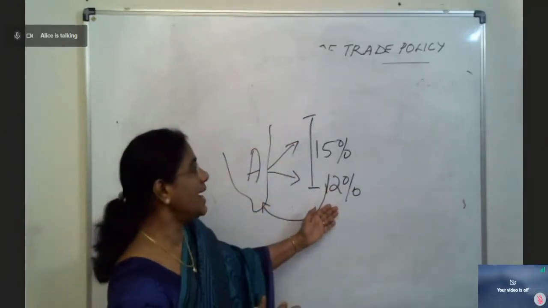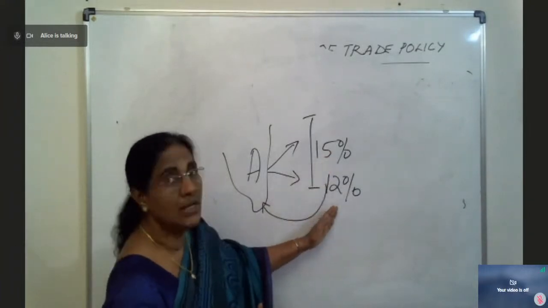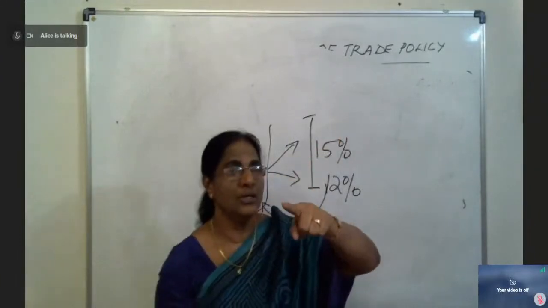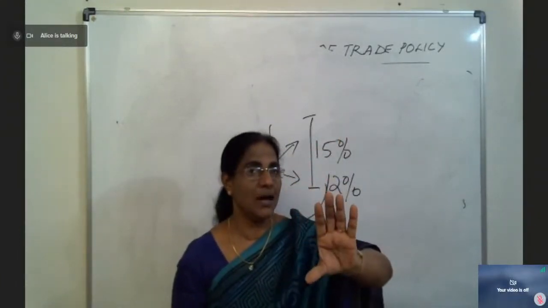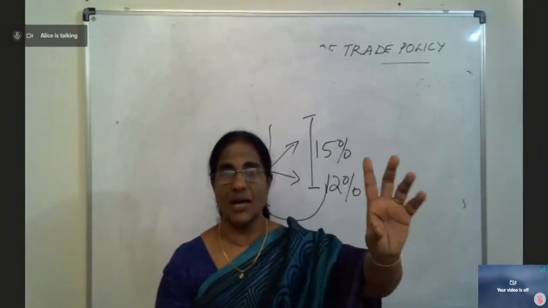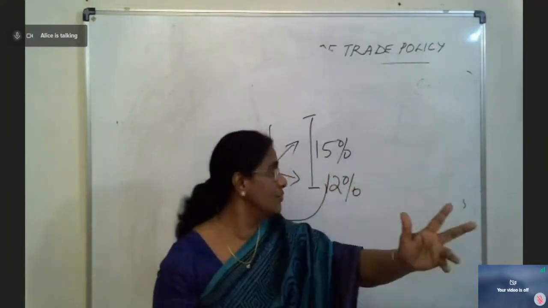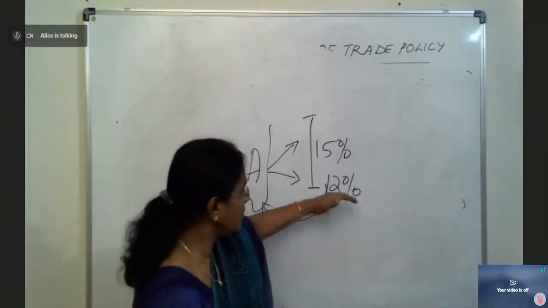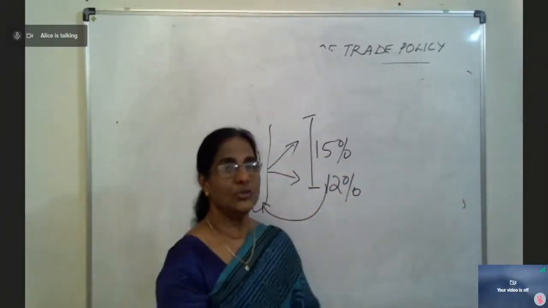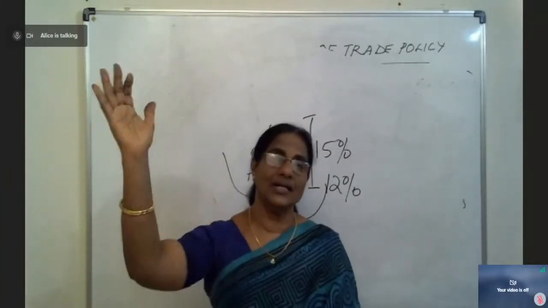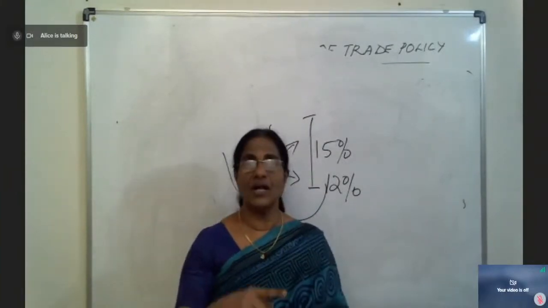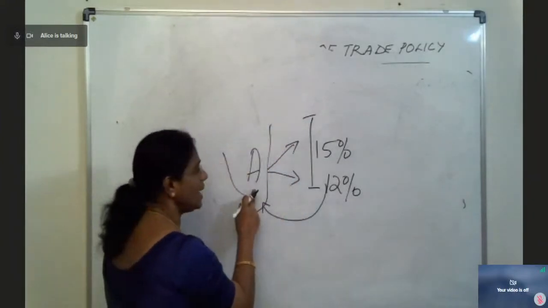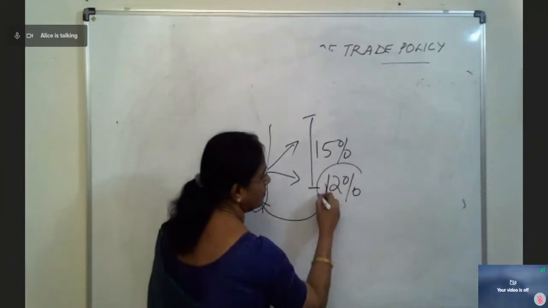So applied tariff can be less than bound but cannot be more than bound. If it is more than bound, I have already made the commitment, I can't go beyond that. Then we have to negotiate with this country and compensate. So applied tariff can always be less. Now tell me, when will applied tariff be lower? When country A really needs goods from country B.